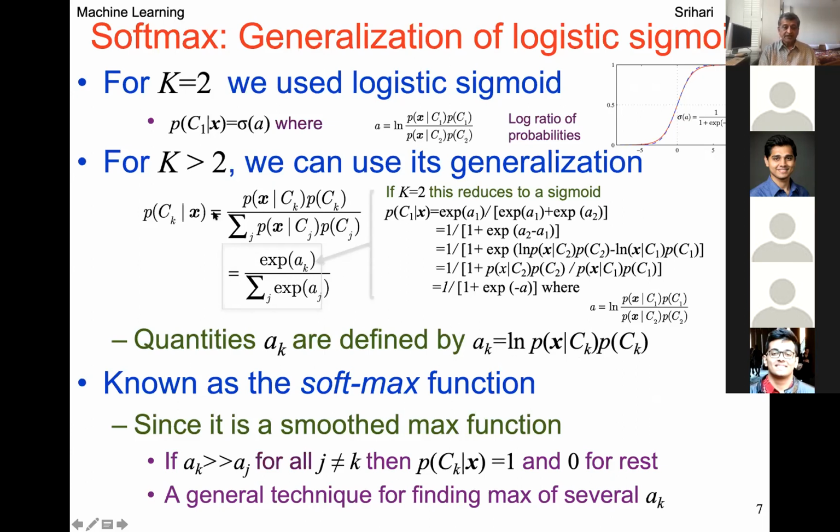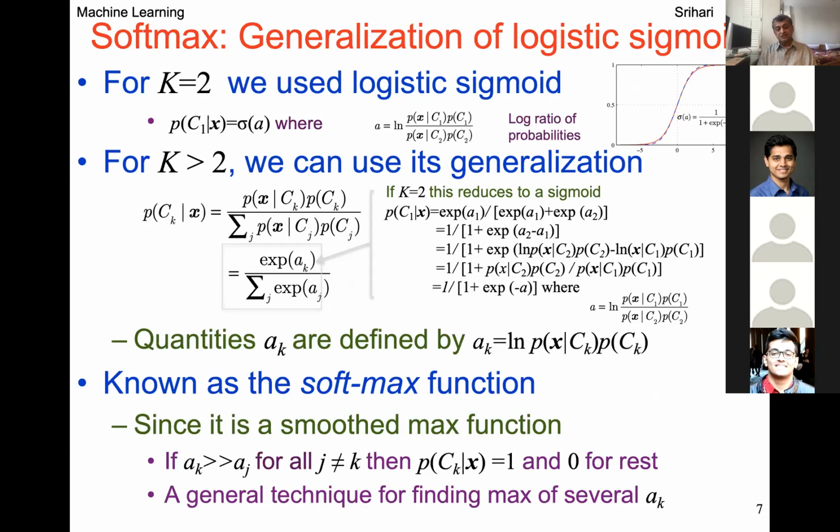And we can write this expression in this form. So we say that for k equal to 2, we have this form in terms of sigmoid. For k greater than 2, we have this form, which we refer to as the softmax function. So this slide is a useful slide for you.